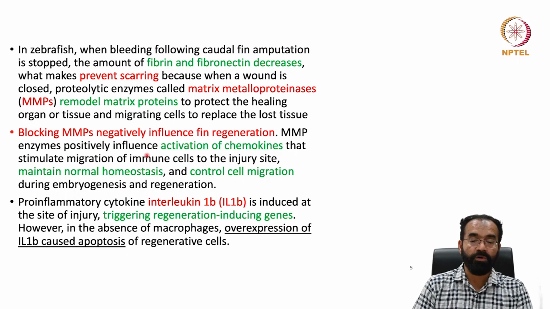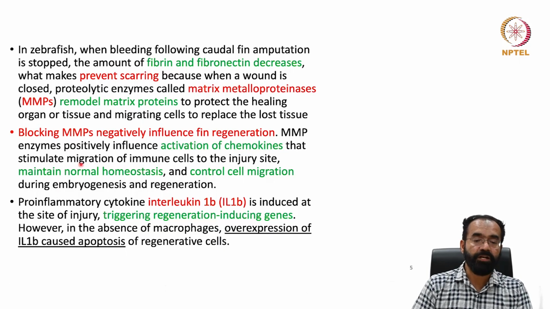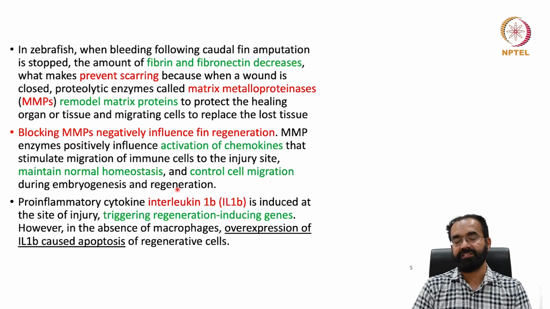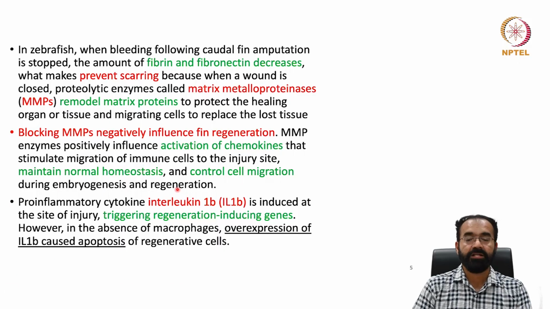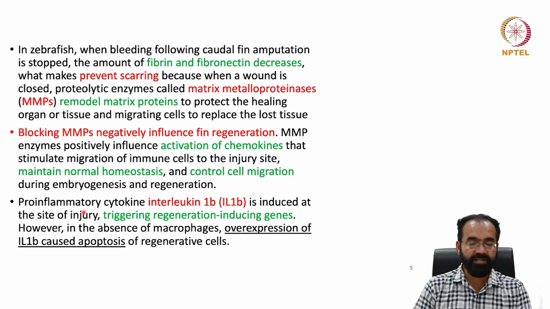MMP enzymes positively influence activation of chemokines. Chemokines are molecules that allow cell migration. They provide directionality to the cells and stimulate the migration of immune cells to the injury site. They also help in maintaining homeostasis and control cell migration during embryogenesis and regeneration. So these are all the important roles played by the MMPs. If you block MMPs, you don't get these features, hence you don't get the regeneration.